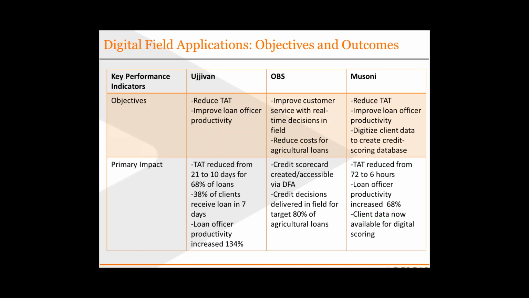And so their main goal was to improve customer service by being able to provide real-time decisions in the field for agricultural loans, and this would also reduce the costs of servicing these loans. Now, to enable them to do that with their risk teams, they set out pre-specified limits within which the system would be allowed to make these decisions for certain parameters that it could operate.